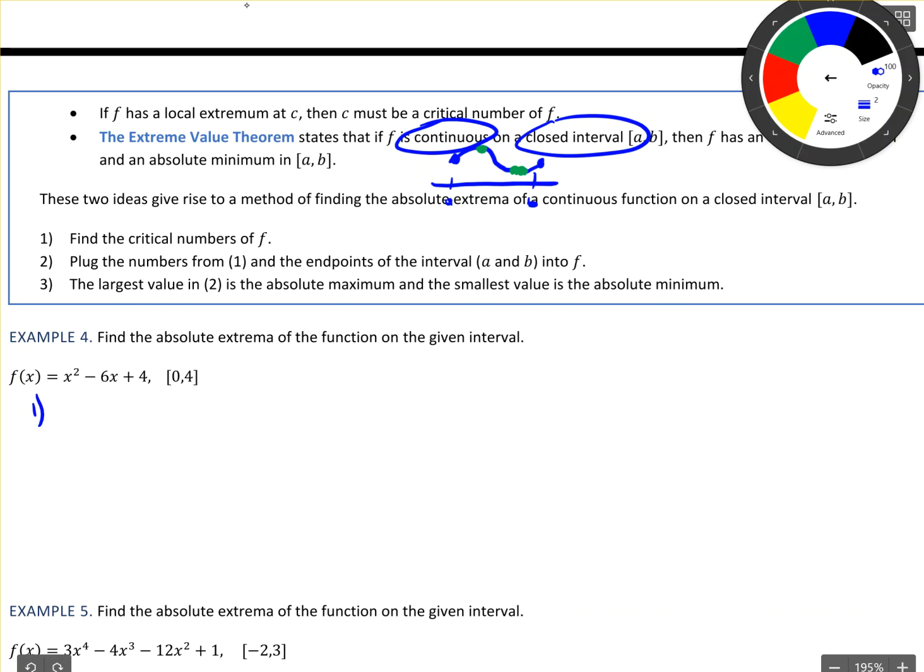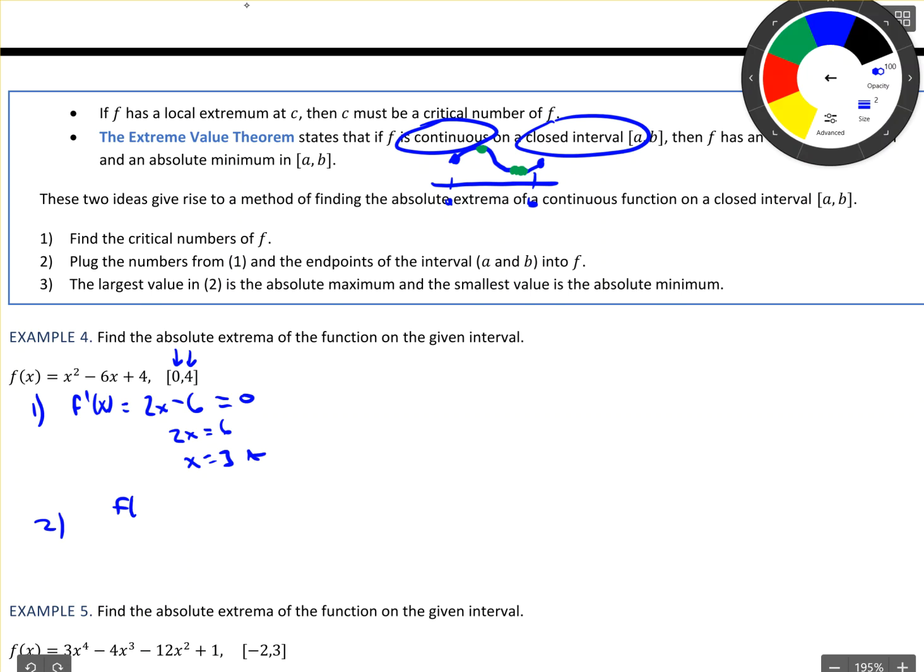So f prime is equal to 2x minus 6. Remember, the critical numbers are where the derivative equals 0 or it's undefined. Well, this is always defined, so we just need to find where it's equal to 0. 2x equals 6, x equals 3. So that's my answer for number 1. Number 2 says plug the numbers from 1 and the endpoints of the interval a, b into f. So we need to plug in 0, we need to plug in 4, we need to plug in 3.